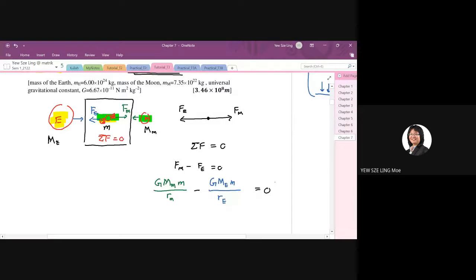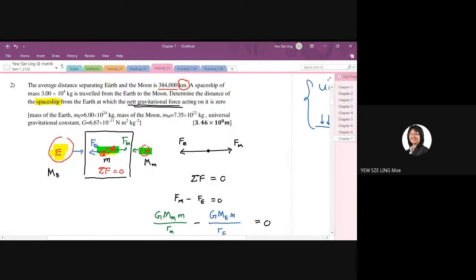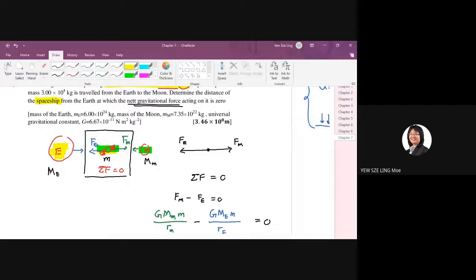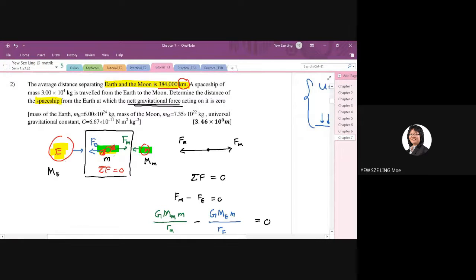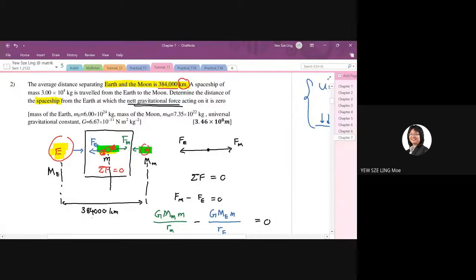But when it comes to these questions, there will be an issue. Let's go back to the question. What does the question give you? It gives you the distance between the Earth and the moon, 384,000 km. You don't have the information about the distance between the Earth and the spaceship, or between the spaceship and the moon. So what should we do in this case? To be more precise, the distance between Earth and moon should be 3.84 times 10 to the power of 8 meters.